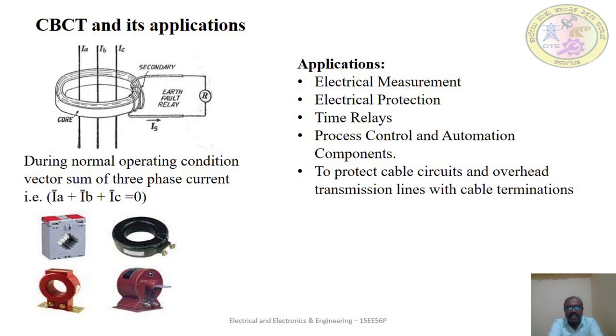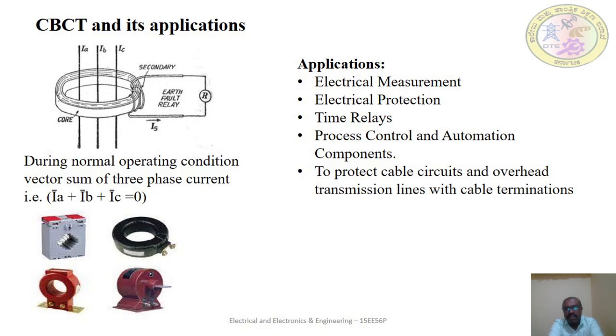During normal operating conditions, the vector sum of the three-phase currents will be zero. Therefore, no residual current will be present in the primary. Here, residual current means zero sequence current. There will not be any flux produced in the CBCT core and hence no current in the secondary of the CBCT. This is the advantage of the CBCT for earth fault protection: only one CT core is used instead of three CT cores in the conventional system.